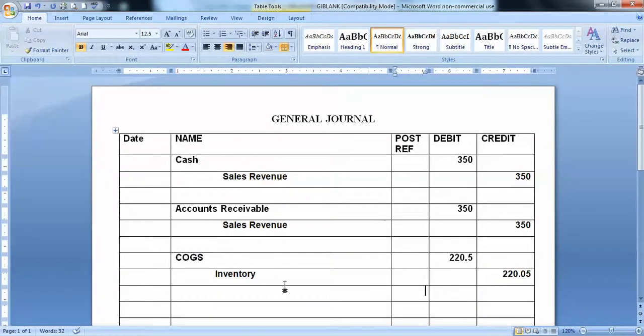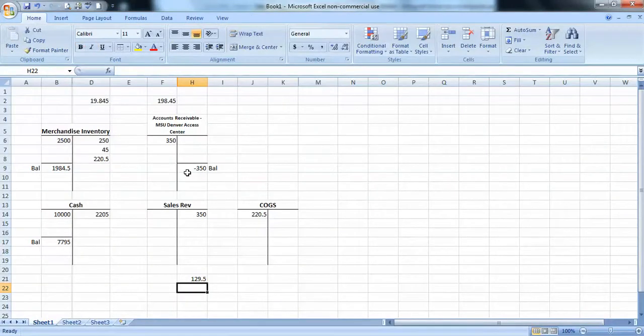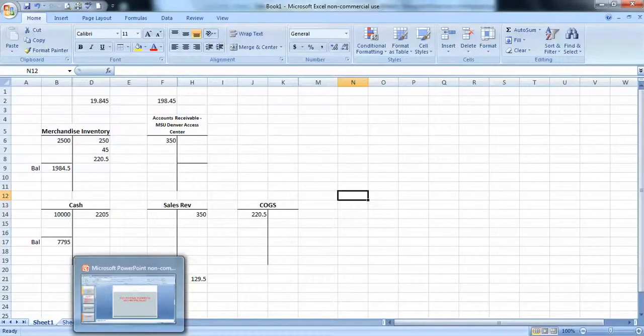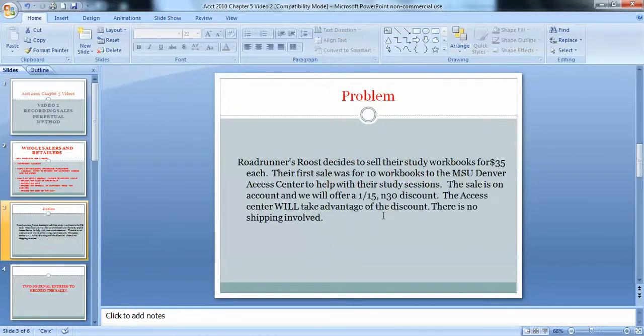So now we're going to have to deal with the fact that we want to take advantage of them being able to get a discount at the time that they pay us. So how much does the Access Center owe us? Let's go ahead and look in our ledger. If they are able to take advantage of a discount, what was that discount that we were offering them? I believe that it was, if we look, we had a 1% discount if paid within 15 days.